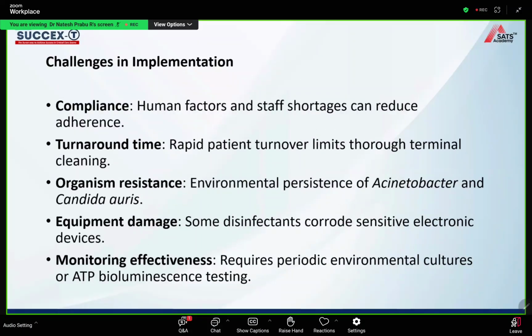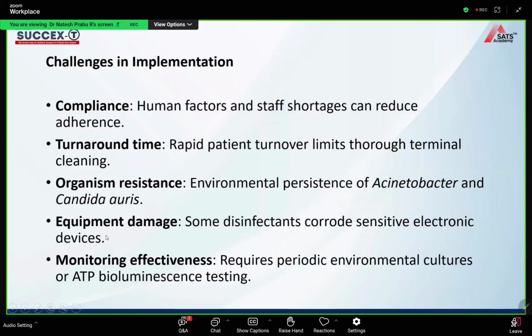What are the challenges in the implementation of the same? So we should have some compliance to the measures. Human factors and shortages can reduce adherence. Turnaround time: rapid patient turnover limits thorough terminal cleaning. Organism resistance, like environmental persistence of Acinetobacter and Candida auris. These organisms are highly resistant to conventional agents.